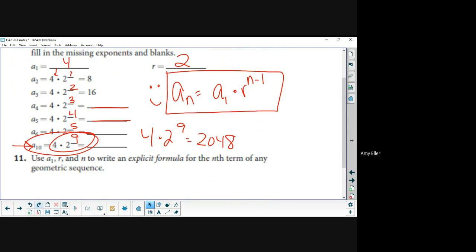All right. I got some good ones for you. Well, 12 is in your book. I'm going to come up with some other good ones. Number 12 in your book. Use your formula from item 11. That's what we actually just came up with, your explicit formula. Find the indicated term in each geometric sequence. So 12a, they're giving you a sequence. They want you to find the 16th term.